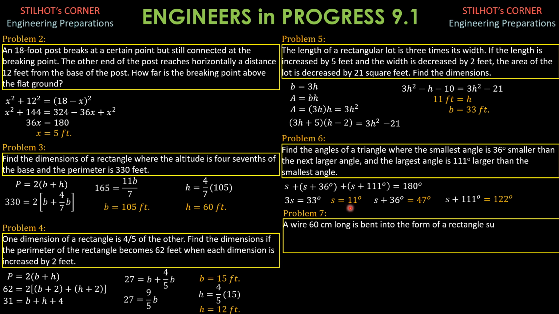A wire 60 centimeters long is bent into the form of a rectangle such that the length of the base is 18 centimeters. If the wire is reshaped into the form of a square, find the increase in area. So when the rectangle is reshaped into a square, the area will increase. So take note of that, because for rectangular shapes, the square will use the smallest, shortest perimeter to enclose a given, fixed area.